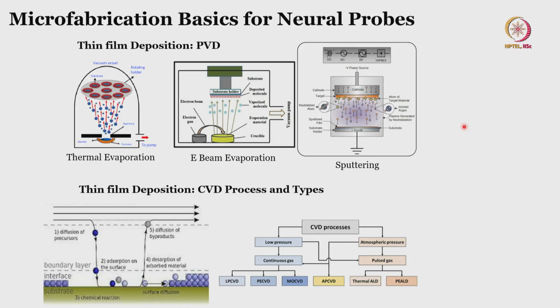But to understand how we can deposit the different material, whether it is a metal or an insulator or a semiconductor, we need to understand something called PVD. PVD stands for physical vapor deposition.